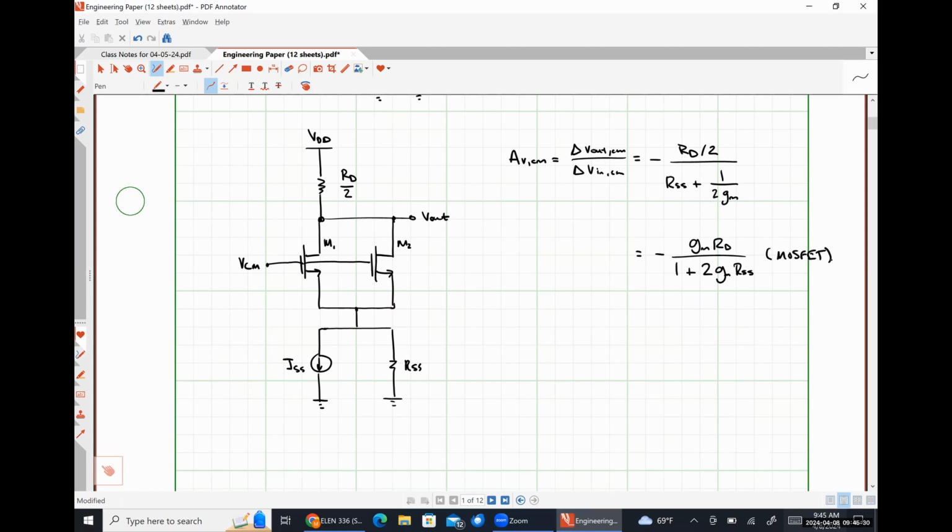for a MOSFET-based differential pair amplifier, and it's going to be negative RC over 2 divided by REE plus 1 over twice GM, which can be written as negative GM RC divided by 1 plus twice GM REE for a BJT-based differential pair amplifier. Again, channel length modulation, or early effect, is being neglected here, just because it makes this look really, really gross, really, really quickly.